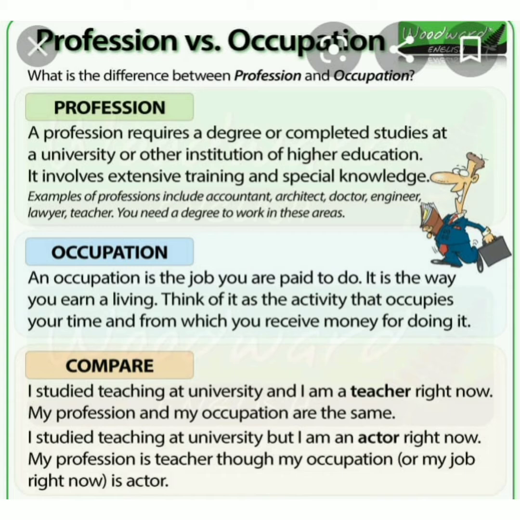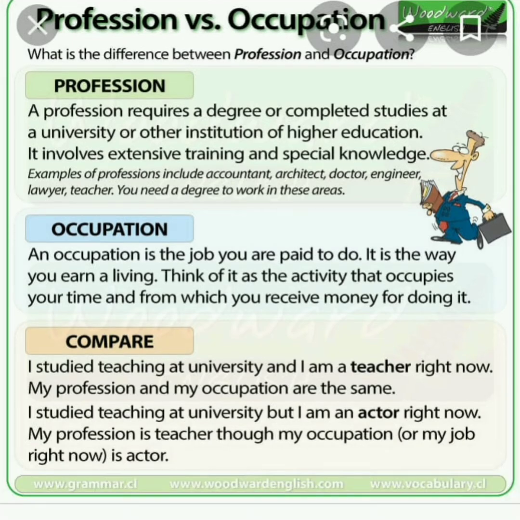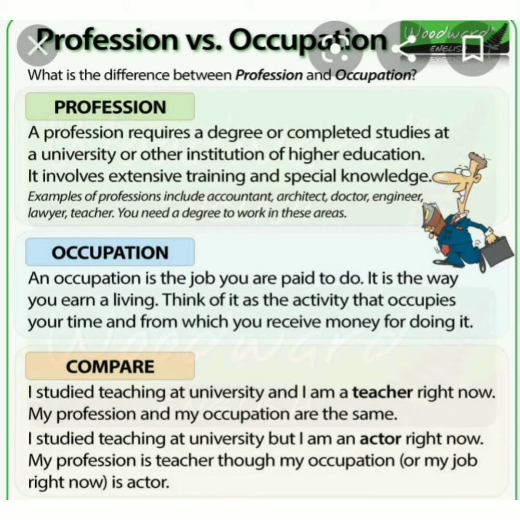I studied teaching at university and I am a teacher right now. My profession and my occupation are the same. I studied to become a teacher and I'm doing it as a job. I studied teaching at university, but I am an actor right now. My profession is teacher, though my occupation or my job right now is actor.